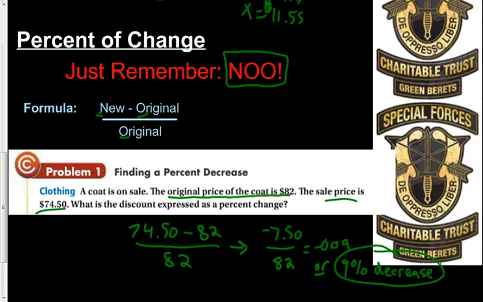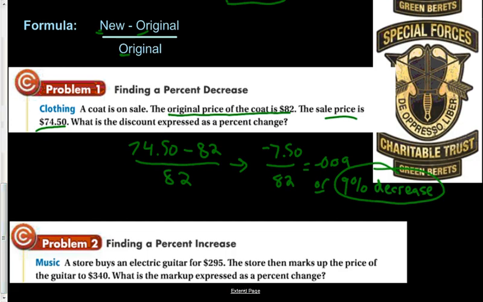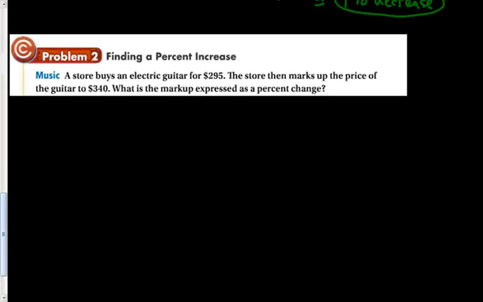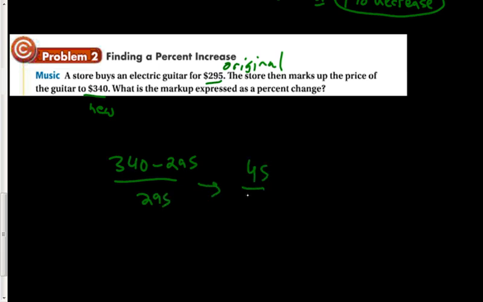Let's do one more example like that for percent of change using that formula NOO. So we've got a store buys an electric guitar for $295. The store then marks up the price, so the new price would be $340. That's the new price. This is the original. What's the markup expressed in a percent change? So let's plug in for the n minus o divided by o. So new 340 minus original 295 divided by the original 295, which changes to 45 over 295.